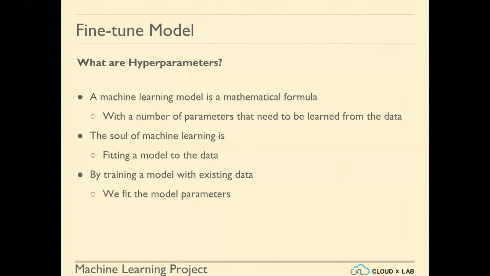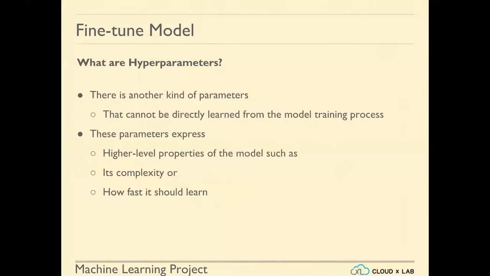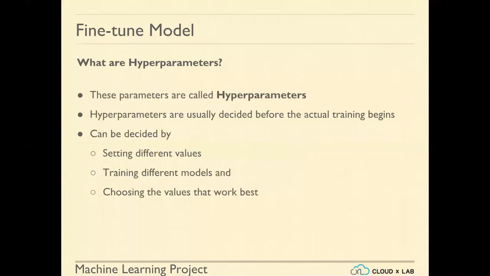Now there's something called hyperparameters. Every model provides us knobs which we can configure. These are not easy to learn parameters. These parameters express higher level properties of the model, such as its complexity, how fast it should learn, and so on. These are called hyperparameters. These are the configuration of algorithms. Hyperparameters are usually decided before actual training begins.